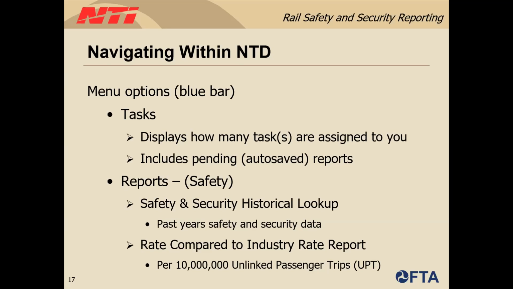The Reports tab will display reports that are available to you. First, click on the category, in this case, safety. There are two reports you may find helpful here. One is the historical lookup report to view safety and security data reported in prior years. Another report is the rate compared to industry rate report, which will compute and compare your agency incident, injury, and fatality rates against the industry average per 10 million unlinked passenger trips.